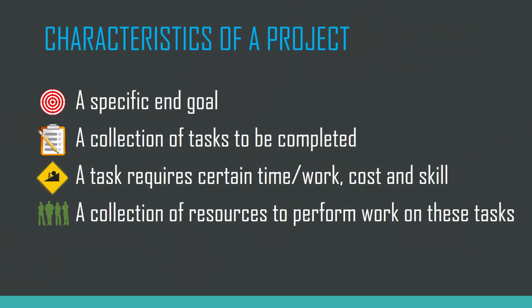So to begin with, a project has a specific end goal. It is usually a collection of tasks that should be completed in order for the project to be completed, and each task will require a certain amount of time or work, and it may cost a certain amount, and it may also require a specific skill set in order to accomplish that task. We also have resources that are available to perform work on these tasks. So these are the key characteristics of a project.